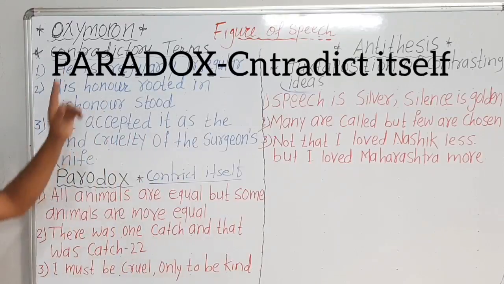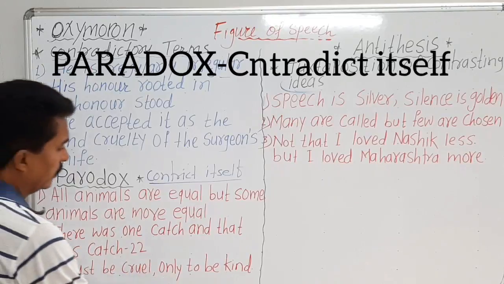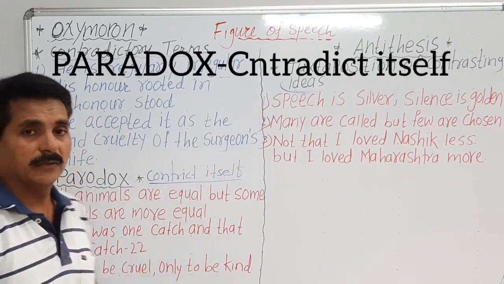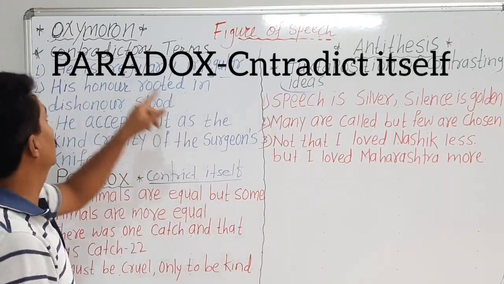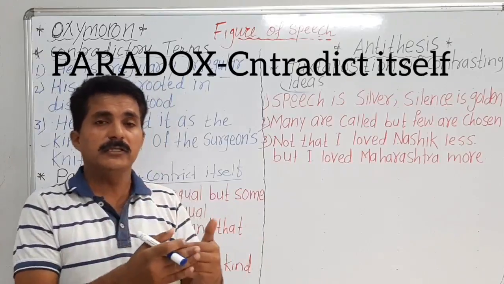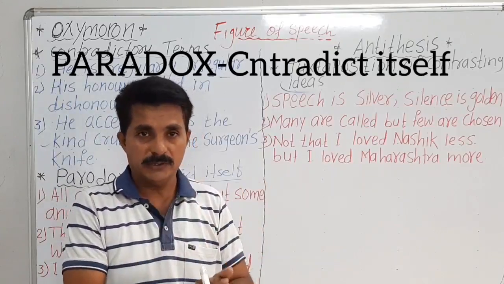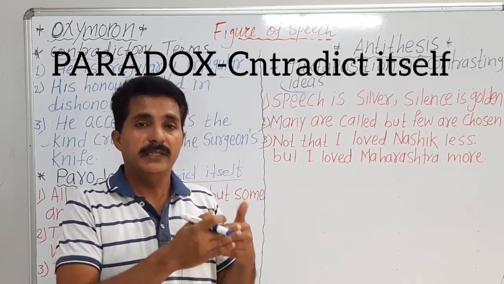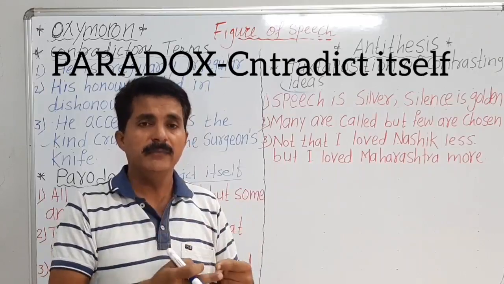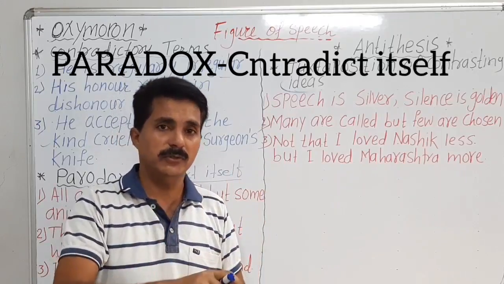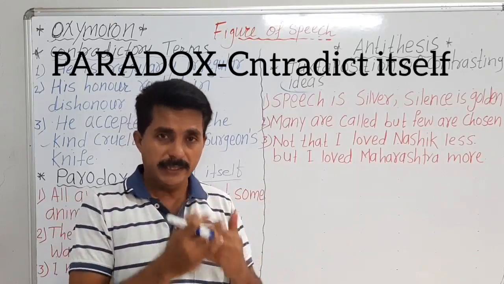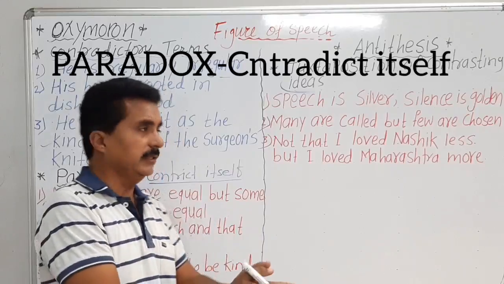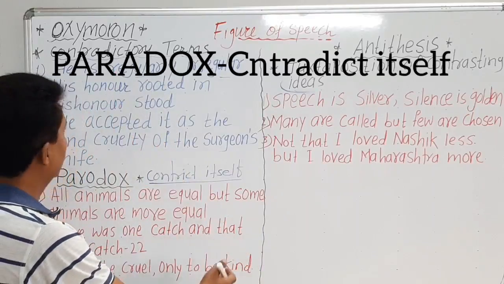Now let us see the difference between oxymoron and paradox. I must be cruel only to be kind, and the kind cruelty, means the paradox is the well explained fact of the same thing that is compressed in oxymoron. Oxymoron is nothing but the compressed form of paradox, the condensed form of paradox. In a simple way we can say that if there is a complex sentence in paradox, the same idea is converted into a simple idea in oxymoron. Or if there is a compound sentence in paradox, the same idea is converted into a simple sentence in oxymoron. That is the difference between paradox and oxymoron. This is well explained and this is the compressed form.